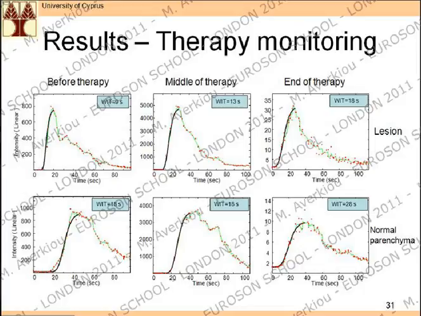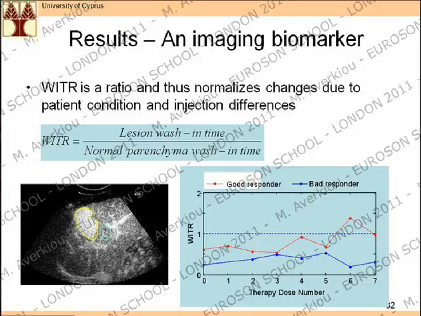So you can see that before the therapy, we normal parenchyma. But the important thing is that if there are changes from injection to injection, or if there are changes in the patient's cardiac output, all of those are being normalized, because what I'm forming is the ratio of these two time scales here, the ratio of this with respect to this. So we are proposing this WITR as an imaging biomarker, and I remind you, it is the lesion washing time divided by the normal parenchyma washing time.